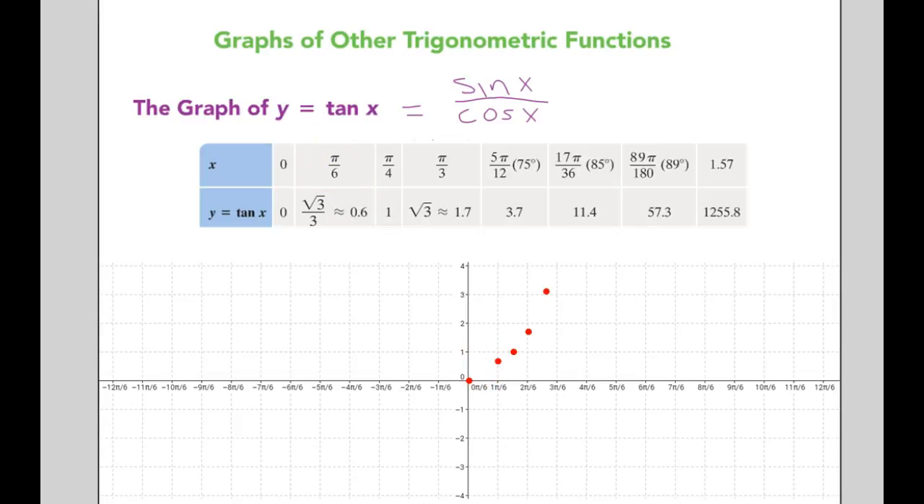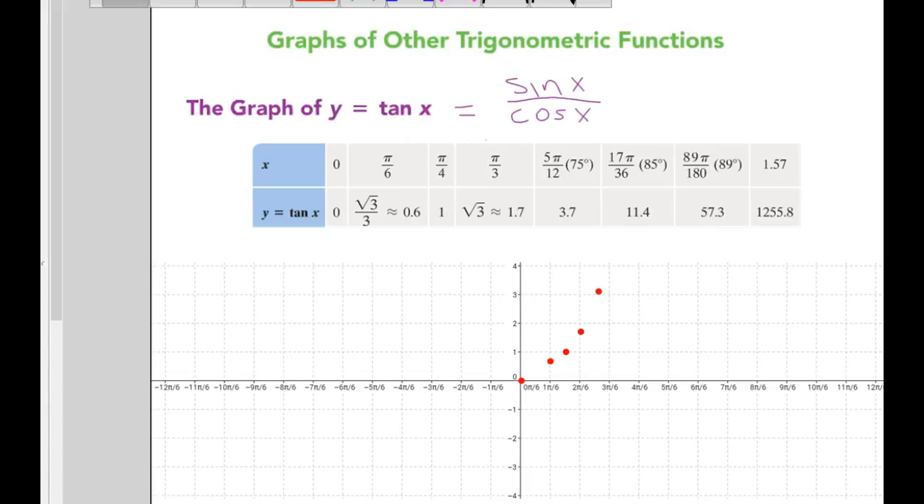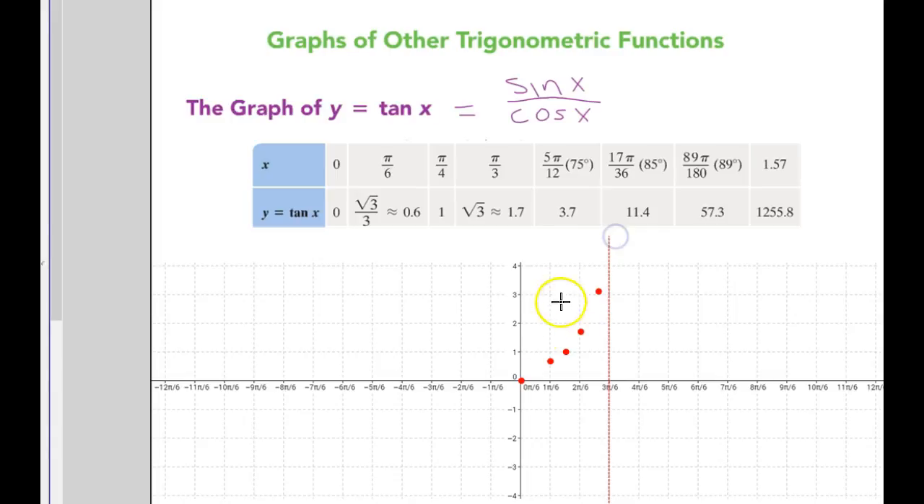And what's happening is we are hitting a vertical asymptote right here at pi over 2, because again, you cannot divide by 0. So at 3 pi over 6, same thing as pi over 2, we're getting a vertical asymptote. This thing is going up, getting closer and closer to infinity. Now think about it on the unit circle.